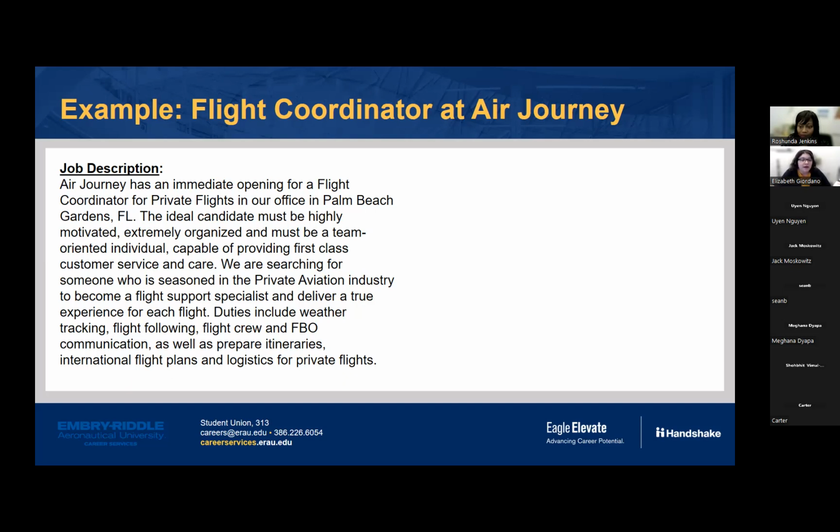Private pilot. Become a flight support specialist, deliver a true experience for each flight. So maybe you have a class that shows that you've done something there. Weather tracking, flight following, flight crew, FBO, preparing itineraries. So you see there's a few things they're talking about. Have you had a class about flight operations? Have you done any of these in your internship? There are words you can start to use.